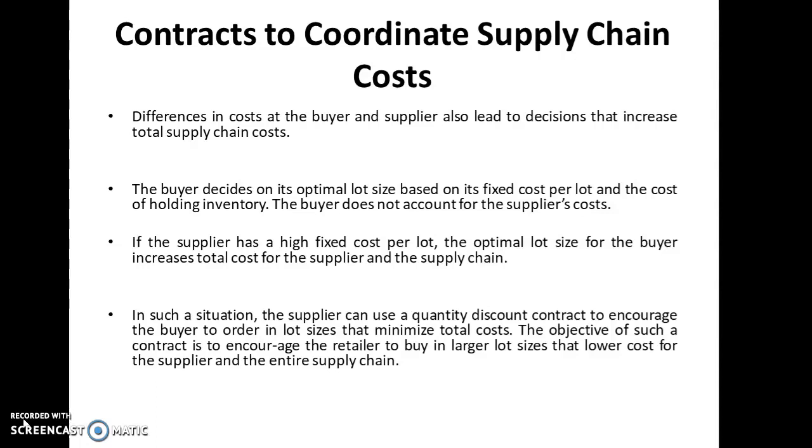So what happens is both will come to a conclusion or agree on a particular lot size which is suitable for both the manufacturer and the supplier. The objective of such a contract is to encourage the retailer to buy in larger lot sizes that lower the cost for the supplier and also the entire supply chain.